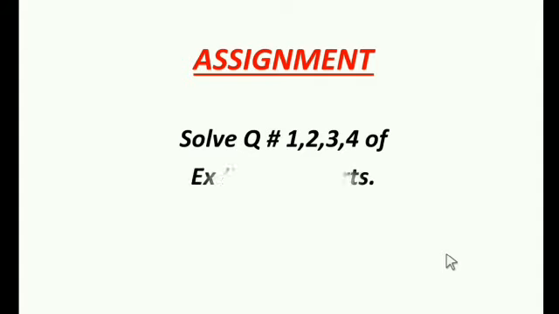Assignment: solve questions number 1, 2, 3, 4 of Exercise 8.2, all parts, from second year mathematics. It is very easy, you can solve it.